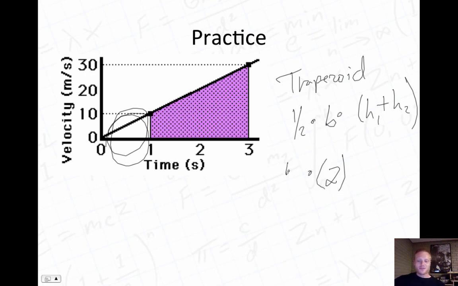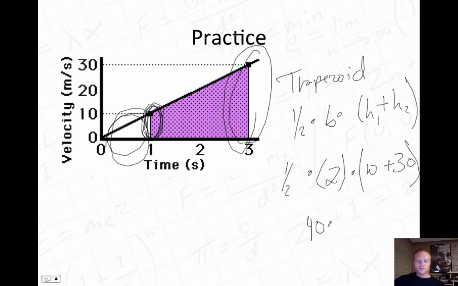Times 1/2, which is just 1/2, times height 1. You can call it whatever you want, but I'm going to call this piece right here height 1. Height 1 is 10. So 10 plus height 2, this over here, and that's going to be 30. If you plug all this in your calculator, I get a total displacement of 40 meters. This object displaced itself 40 meters over that 2-second time period.